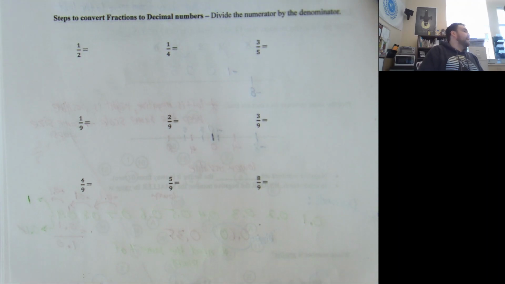Has everyone found this page? Zach, have you got this page out? It's page number 18. It says 18 on the bottom, and on the top it says steps to converting fractions to decimals.